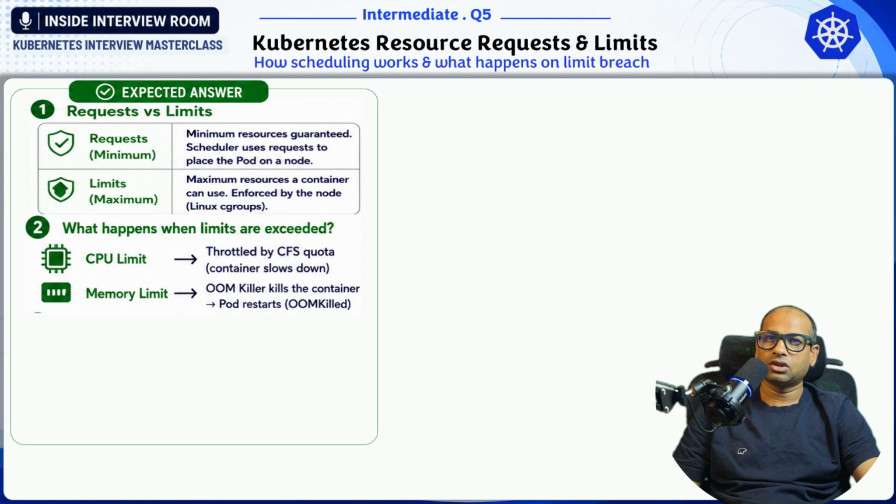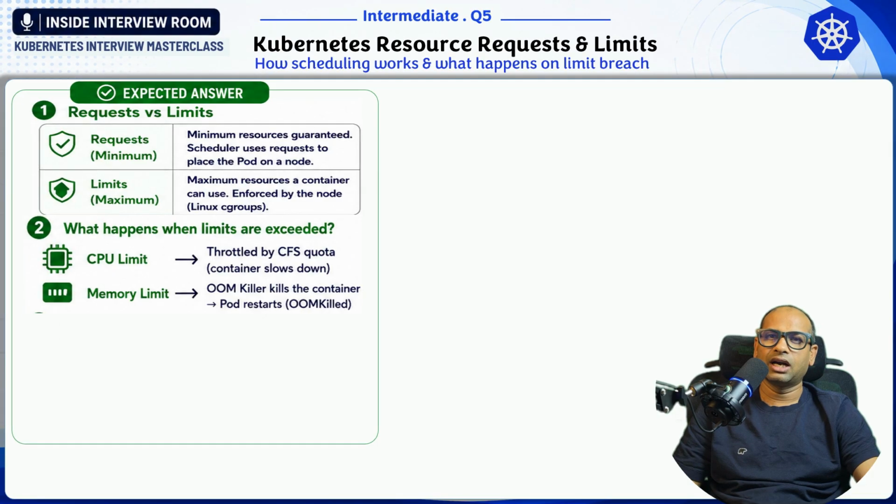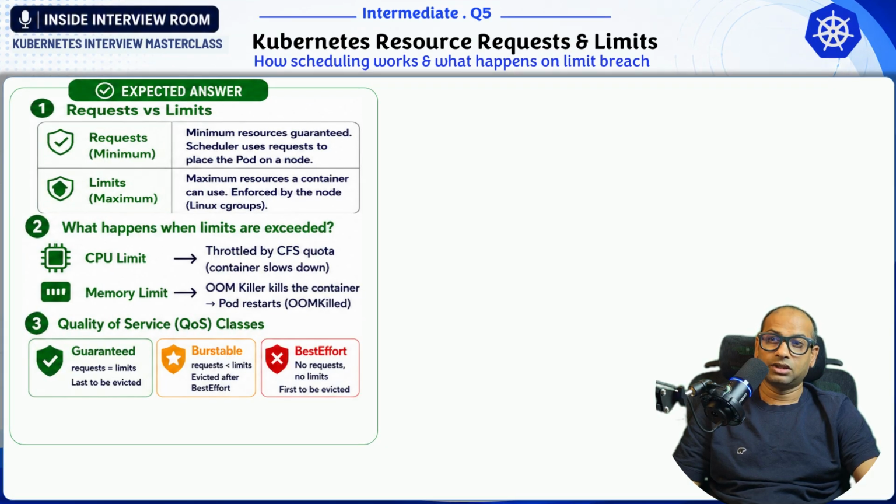CPU limits are throttled by CFS quota; containers are slowed, not killed. On a memory limit, the out-of-memory killer kills the container, which restarts with the OOMKilled error. Quality of service, QoS classes: guaranteed, burstable, and best effort.